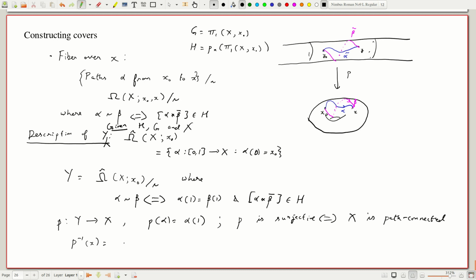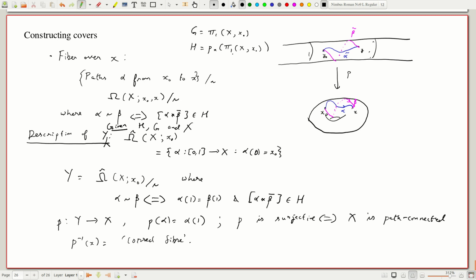So p inverse of x equals the correct fiber. Let me clarify what I mean by this. If we have an actual covering space, we have associated groups G, H, and we have an actual map p, and we have a corresponding fiber.